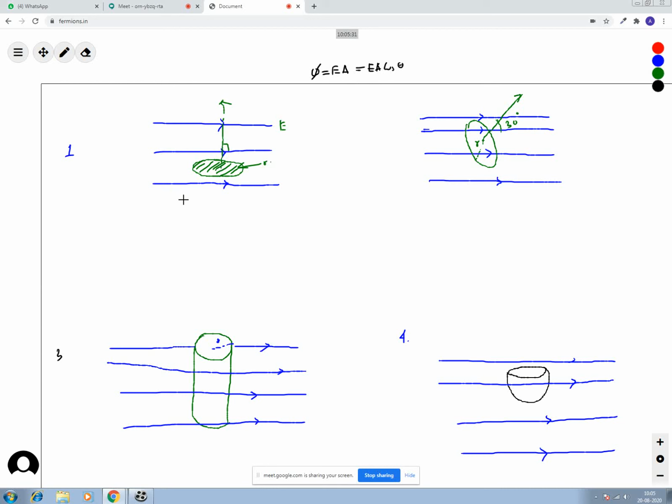So let's see, solve them. So we'll find our flux for everyone. So what do you think will be the electric flux for first one? As you can see, phi is what? EA, or we can write this as EA cos theta. Theta is the angle between the electric field and the area vector. So normal to the area vector. So if I draw a normal from here, how much is the angle? 90. So that means phi must be equal to how much? Phi in this case would be EA cos 90, means 0.